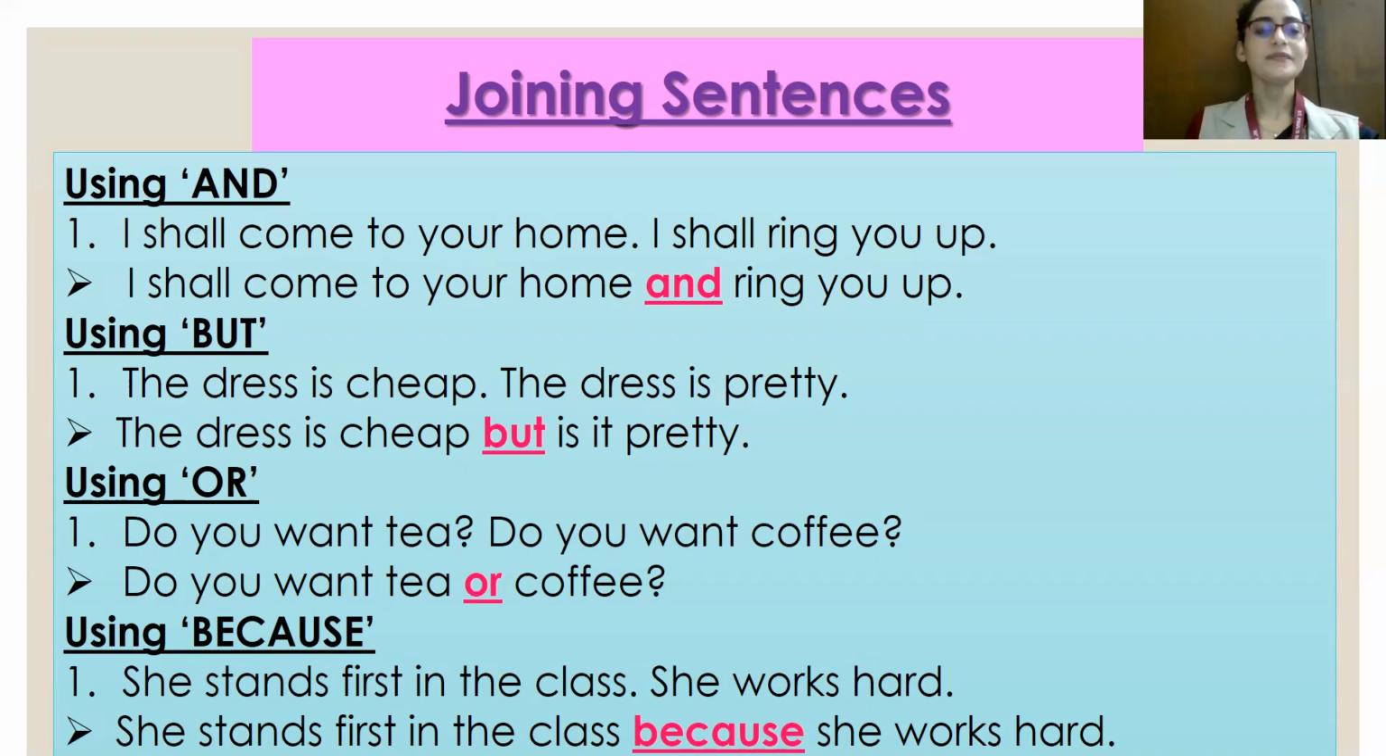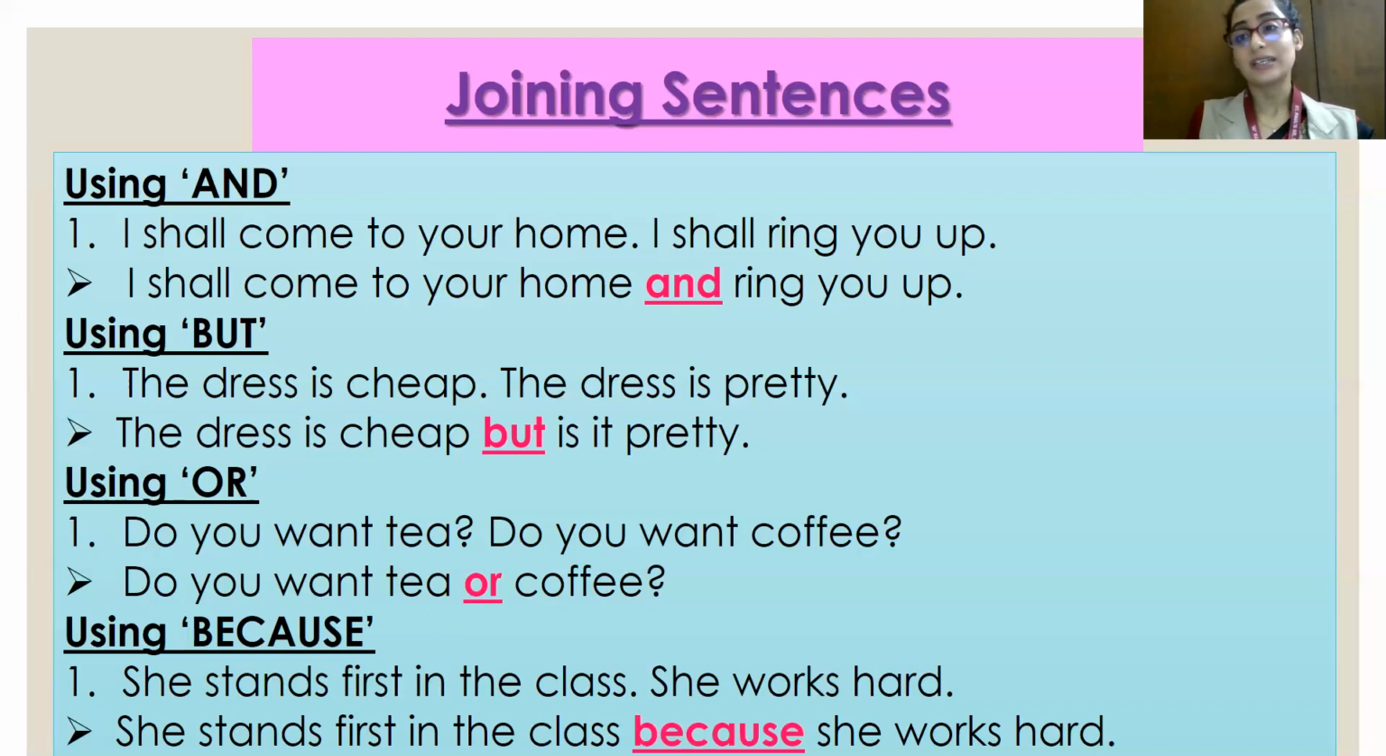All right. Now we come to using or. Do you want tea? Do you want coffee? So the question is being asked to only one person, so that is common here. So what are we going to do? Do you want tea or coffee? We do not ask again and again, do you want tea? Do you want coffee? No, that sounds a little odd. So now, do you want tea or coffee?